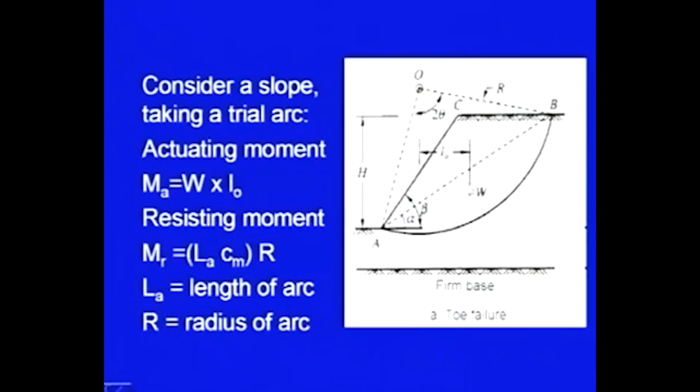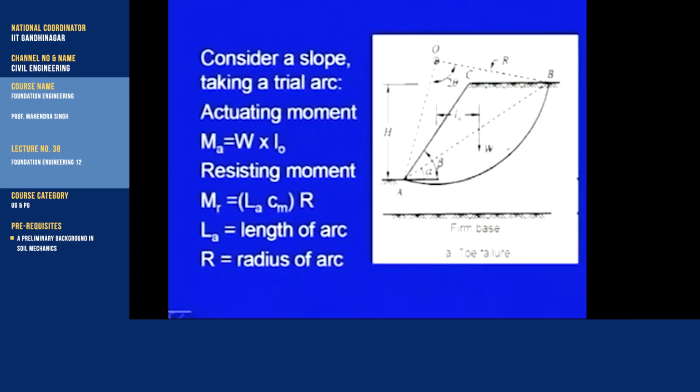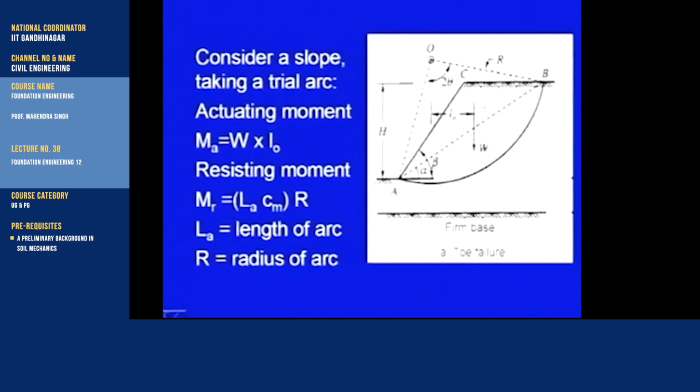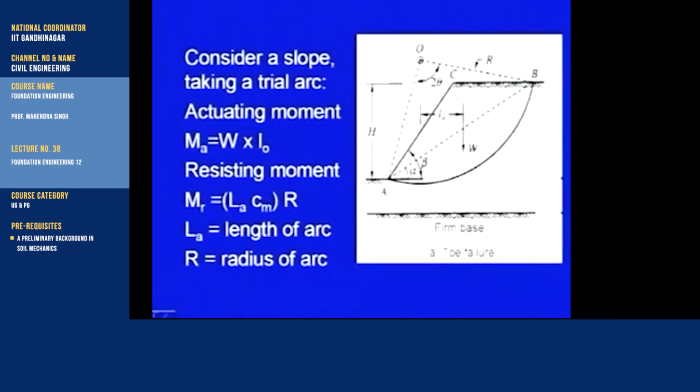If I drop a perpendicular from O on the line of action of W, this is L0. So, it gives me the moment being generated by W. So, the actuating moment will be equal to, you can find it out for that trial circle, W into this L0. So, what we are doing is we are taking a trial circle, we are then finding out the total weight of this mass, and then we are calculating the actuating moment, that should be equal to W into L0.